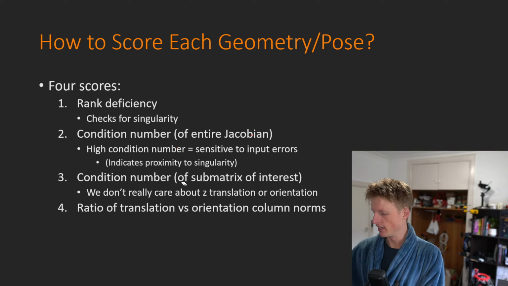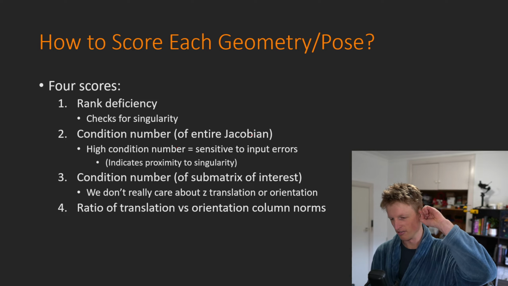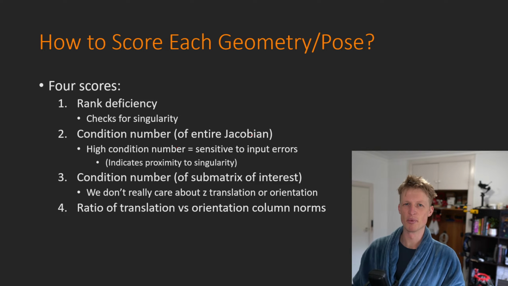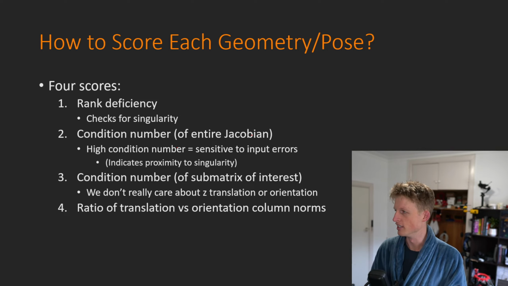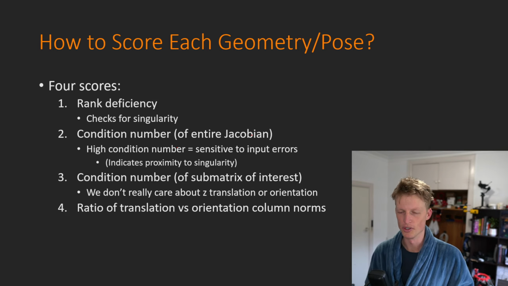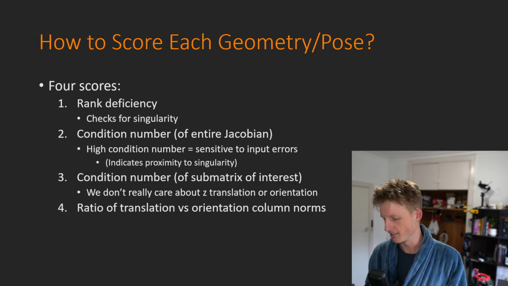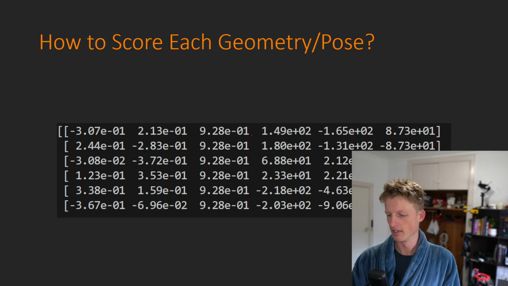And then the fourth score is one that I came up with myself because I didn't really understand the condition number well enough to want to fully rely on it. So I came up with one myself, which is a ratio of the translation to the orientation column norms. Big sentence, doesn't really matter too much, but the end result here is that we take our X, Y, and our roll, pitch.